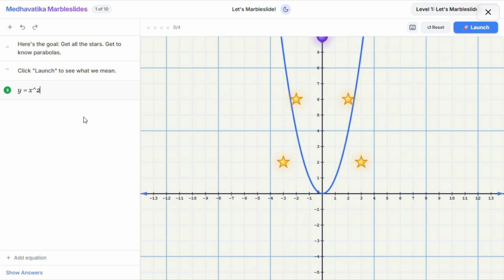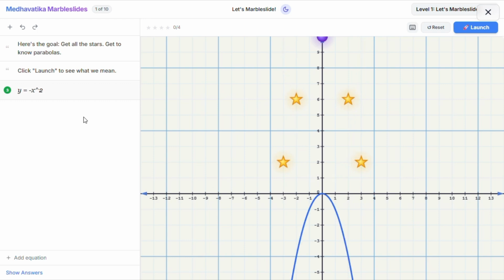Notice that in our first attempt, the curve opens upward, missing the stars. To fix this, we add a negative sign at the beginning of the equation. This reflects the parabola across the x-axis, making it open downward.